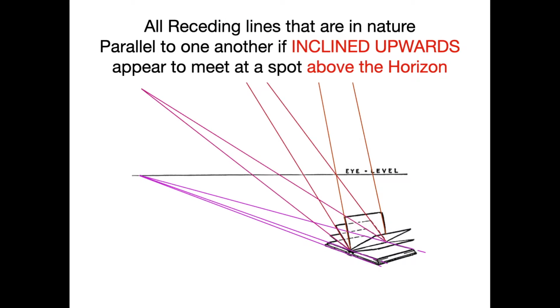But once we start turning pages, they are no longer level. They're inclined. And we're going to call these inclined planes. Then each page of the book that we're turning upwards, that's inclined upwards, will recede and converge at points above the horizon. So that means all receding lines that are in nature parallel to one another, if inclined upwards, will appear to meet at a spot above the horizon.